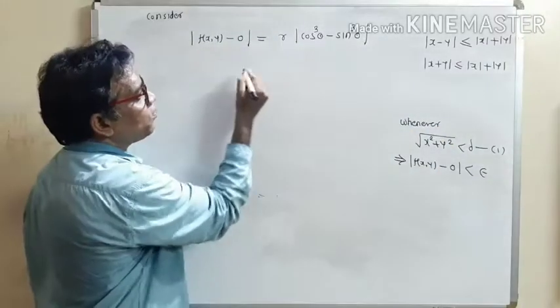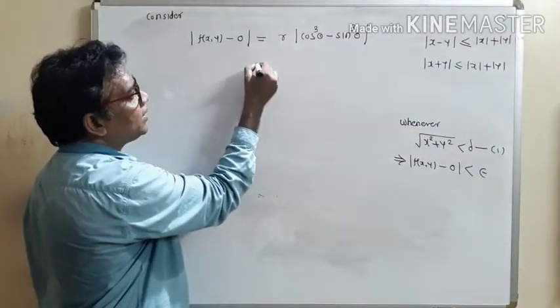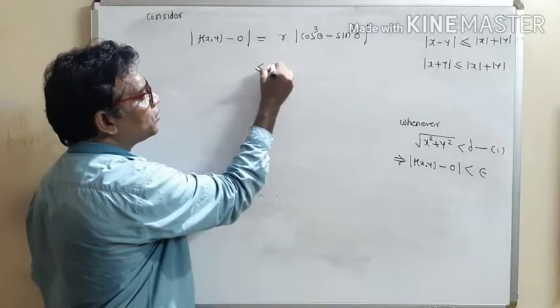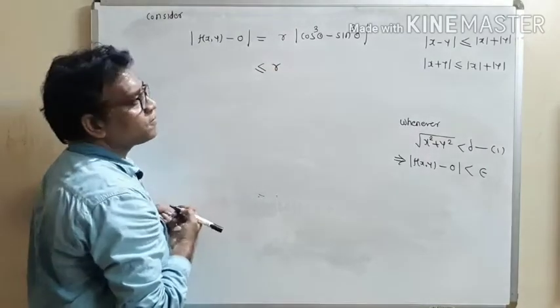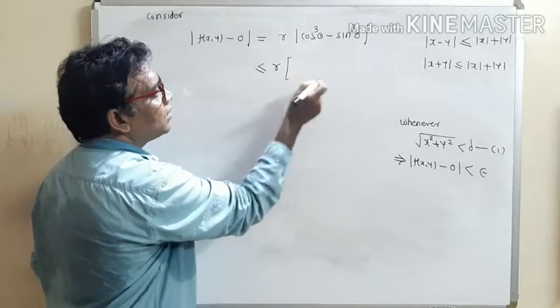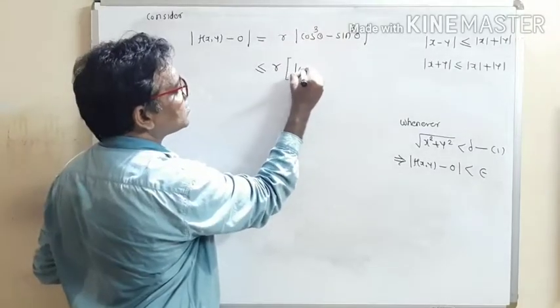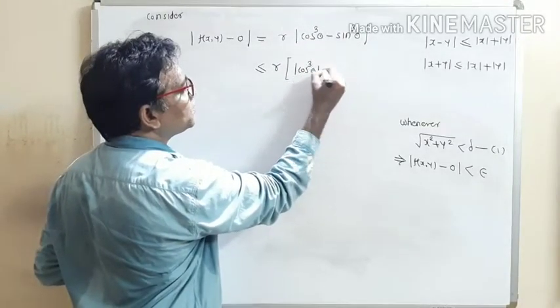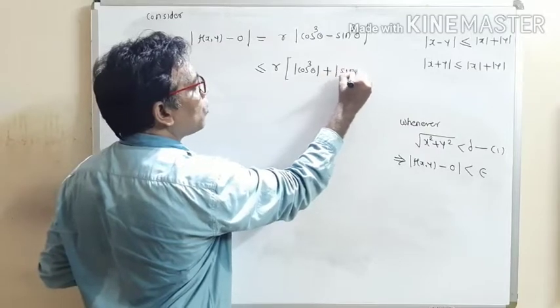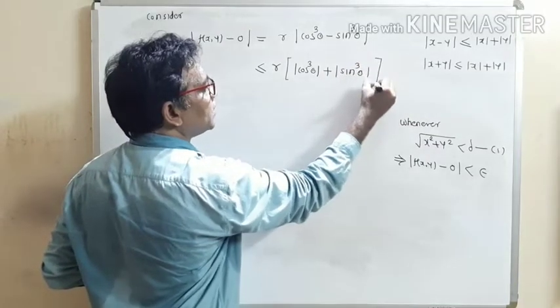So separate this modulus. Instead of this equality, write here less than or equal to, write down this r as it is, into bracket. Now separate this modulus: modulus of cos cube theta plus modulus of sin cube theta.